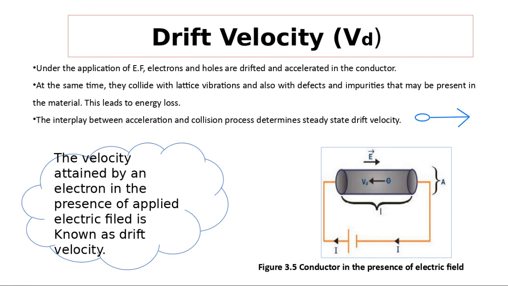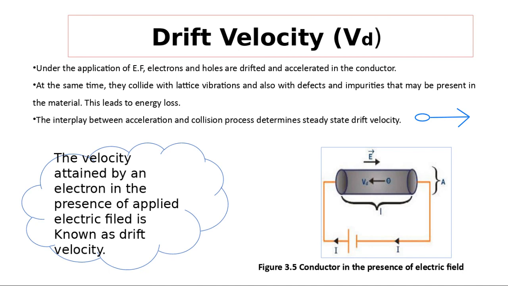If it is present in the conductor, the electric field is there, so according to the field it should have a velocity. But there are so many things: lattice vibrations, defects, so collisions may occur. Collisions lead to some energy loss, and with energy loss your velocity will obviously change. When the electron is alone it gets one velocity, but when it is in the electric field inside the conductor, your velocity changes due to collisions.